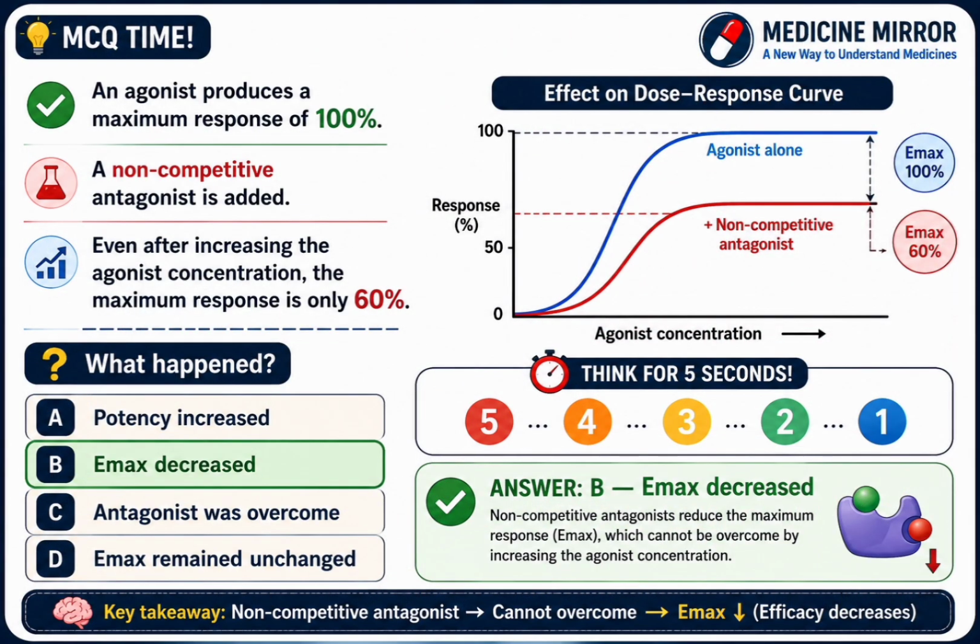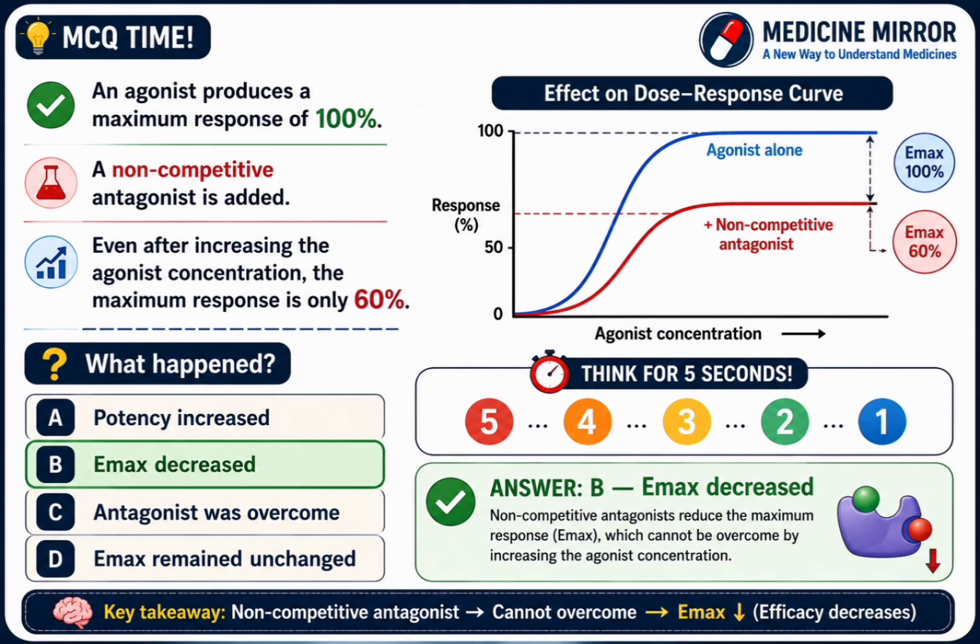Now, your Medicine Mirror MCQ. An agonist normally produces a maximum response of 100%. After adding a non-competitive antagonist, even increasing the agonist concentration produces only a 60% maximum response. What happened? Think for 5 seconds. 5, 4, 3, 2, 1.